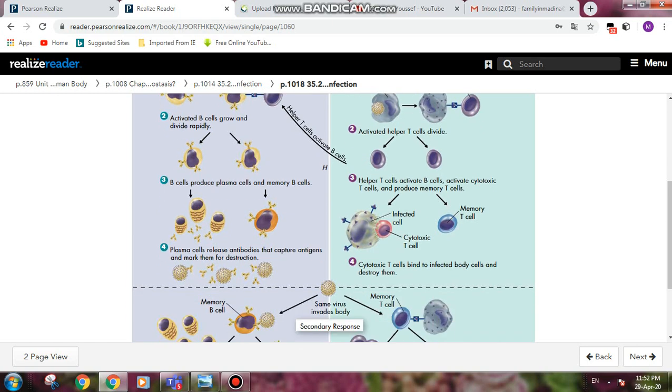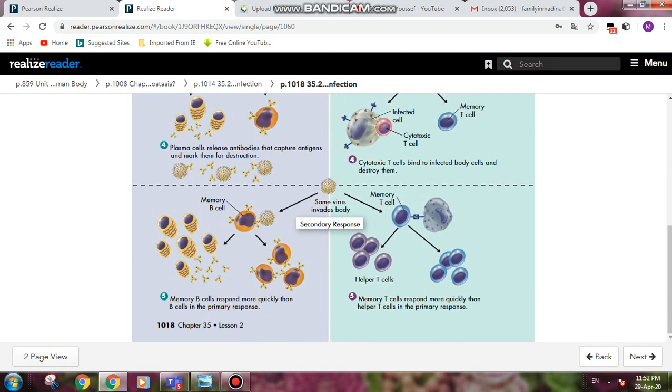Now, what is the function of the cytotoxic cells? The cytotoxic cells bind to the infected body cells, like this infected body cell, and destroy them. And the memory T cells act like the memory B cells. They remind the body whenever the same antigen comes back again. It responds more quickly than the helper T cells in the primary response. It makes the secondary response.